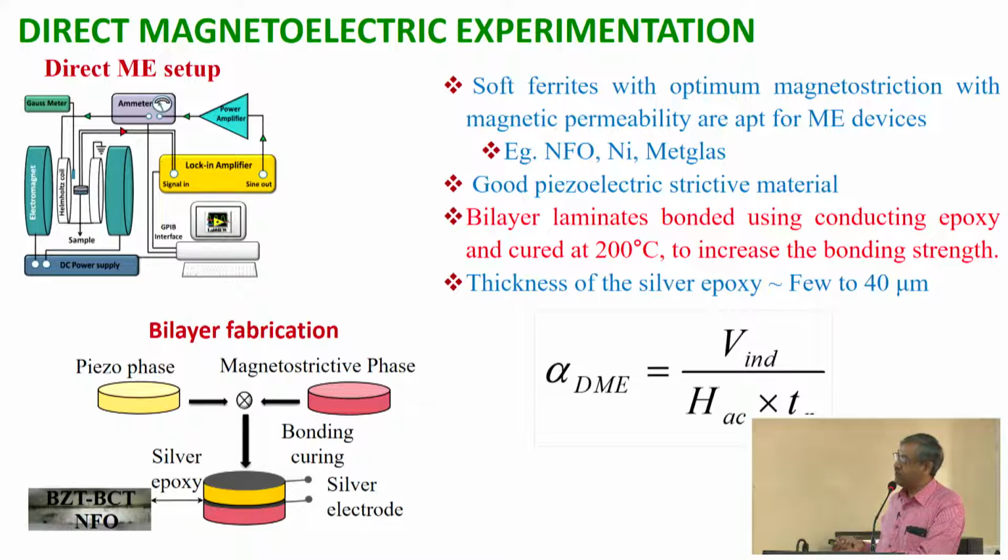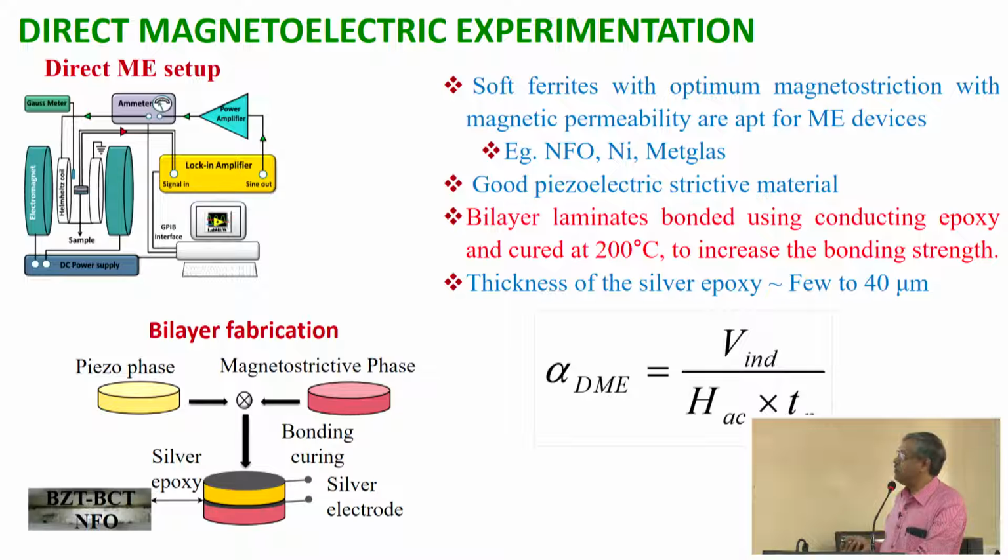So, whenever you have this layered structure, you need to start with the bilayer configuration, where we have the piezo phase and the magneto phase, which are bonded together using a regular epoxy. There are several varieties of epoxies available in the market. Which one you choose actually affects your operation. So, that is another important thing which you have to take care of whenever you are going for the practical application.